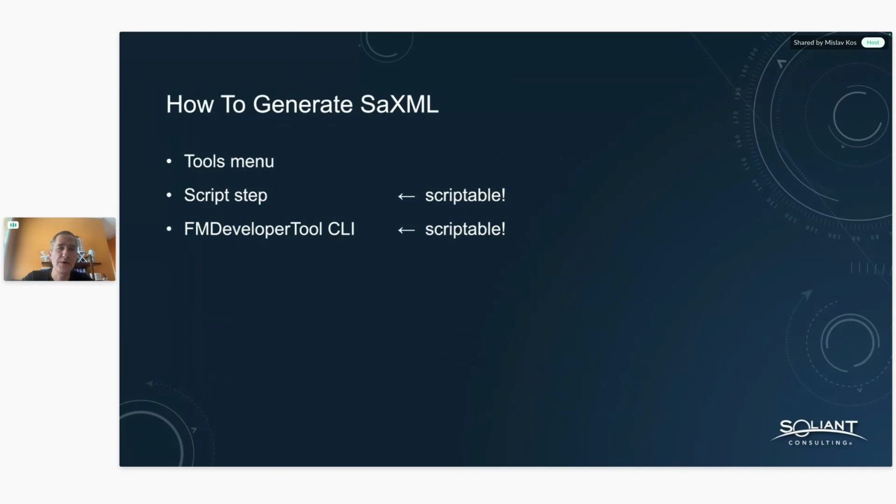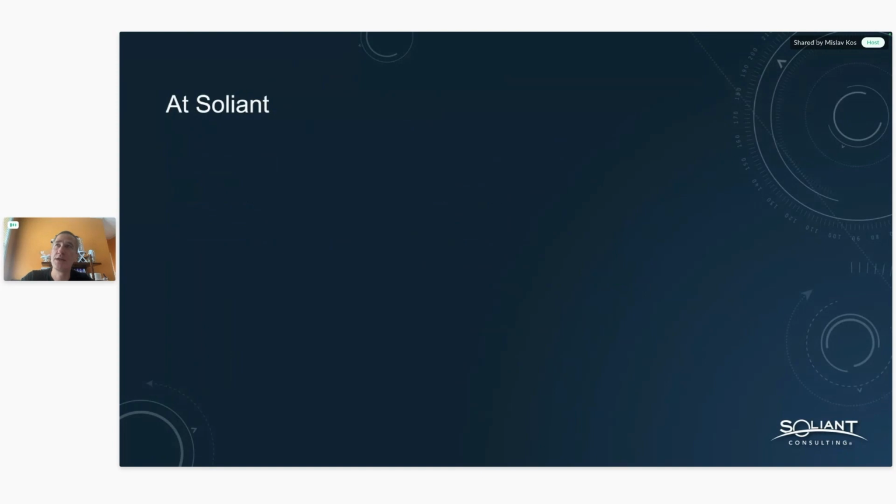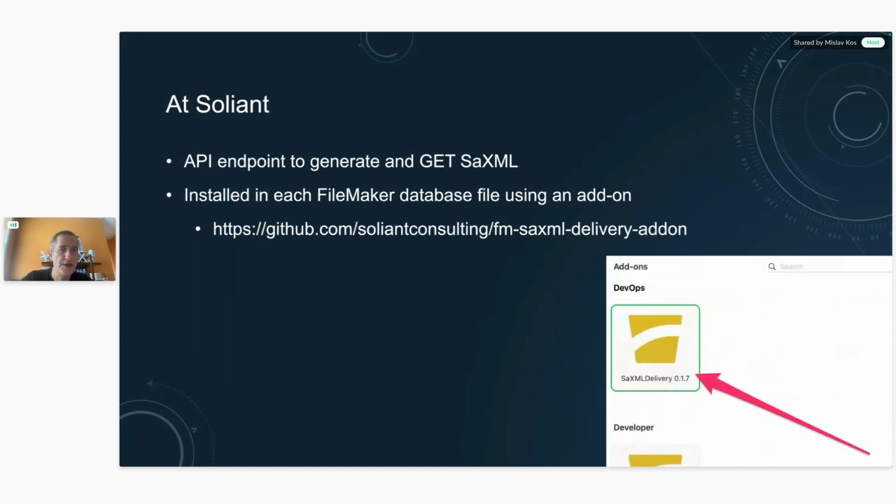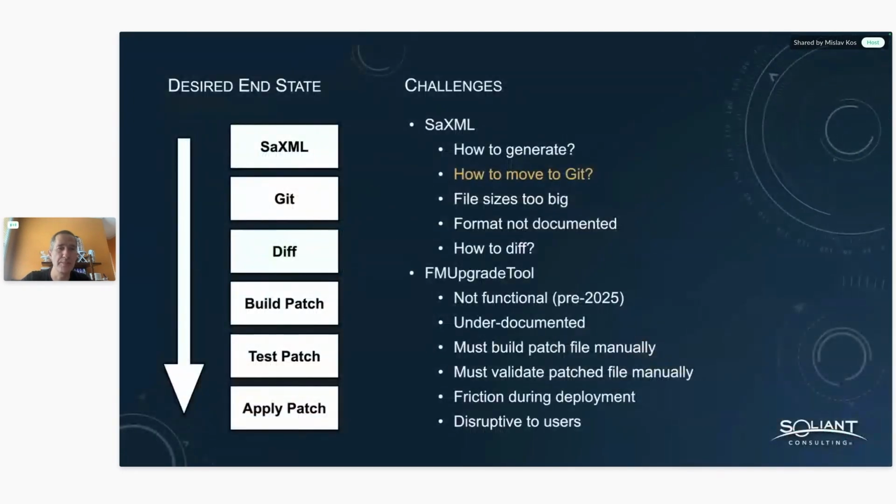At Soliant, the way we've solved this is we create an API endpoint for each database that we want to be able to get an XML from. We install that in the database using an add-on so that it's easy to do. And once it's there, then that can be called by an external service. And so that just makes it a very turnkey thing where there's minimal manual effort that needs to happen. It's just some setup work that is required.